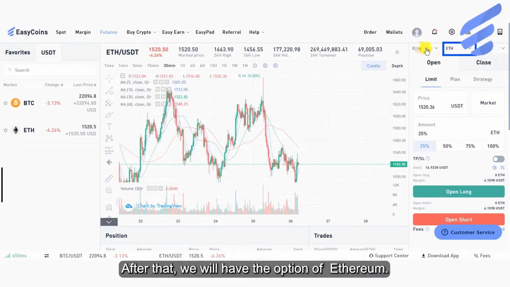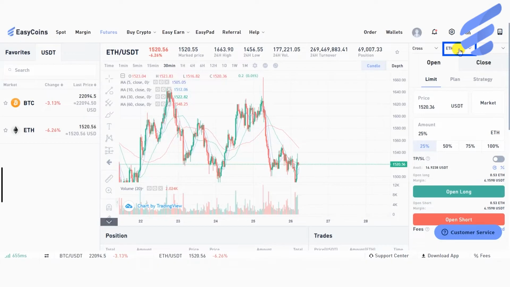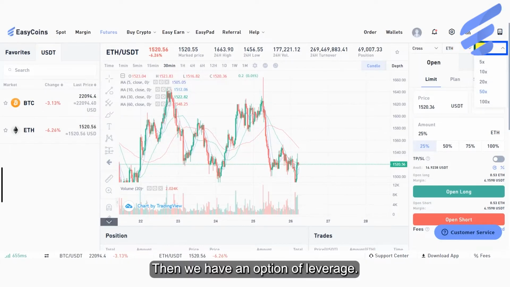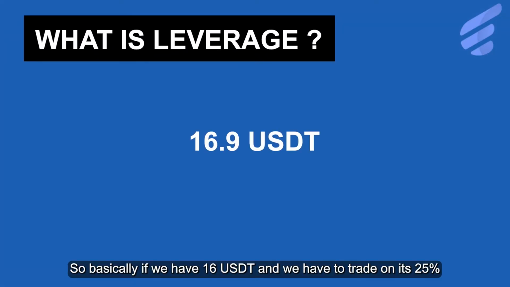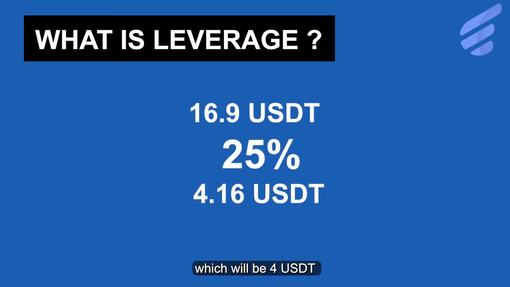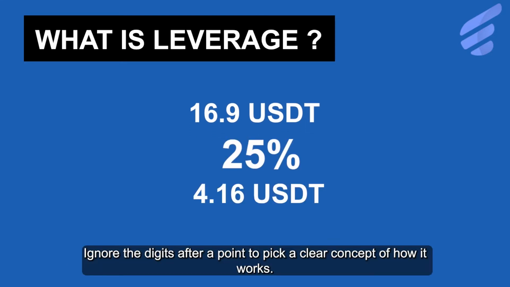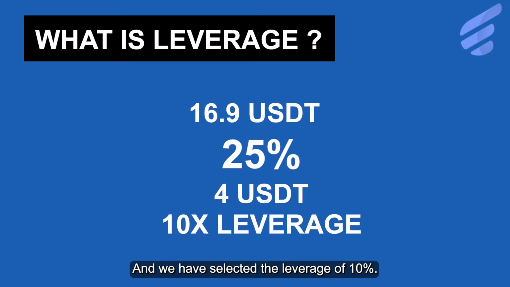After that, we have the option of Ethereum, the pair of the coin in which we have been trading. Then we have an option of leverage. You all might be thinking, what is leverage? So basically, if we have 16 USDT and we have to trade on its 25%, which will be 4 USDT. Ignore the digits after the point to get a clear concept of how it works. We have taken 4 USDT, and we have selected the leverage of 10.